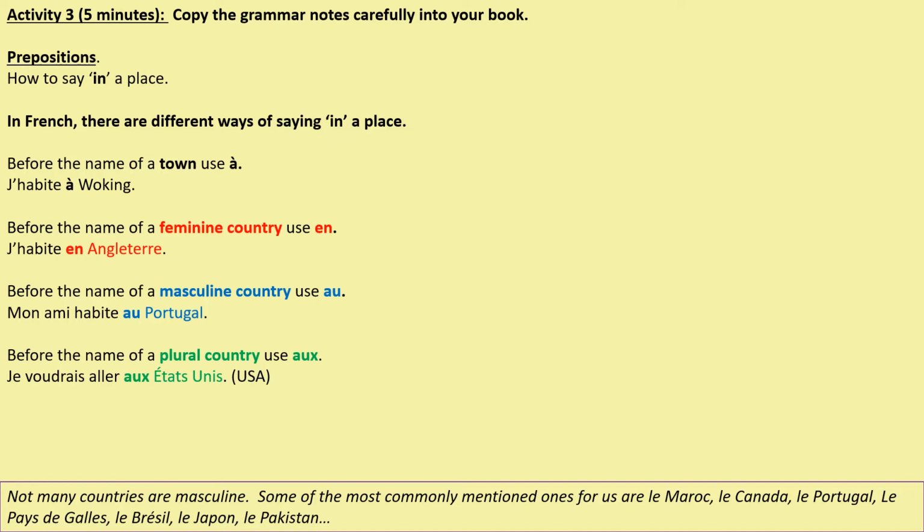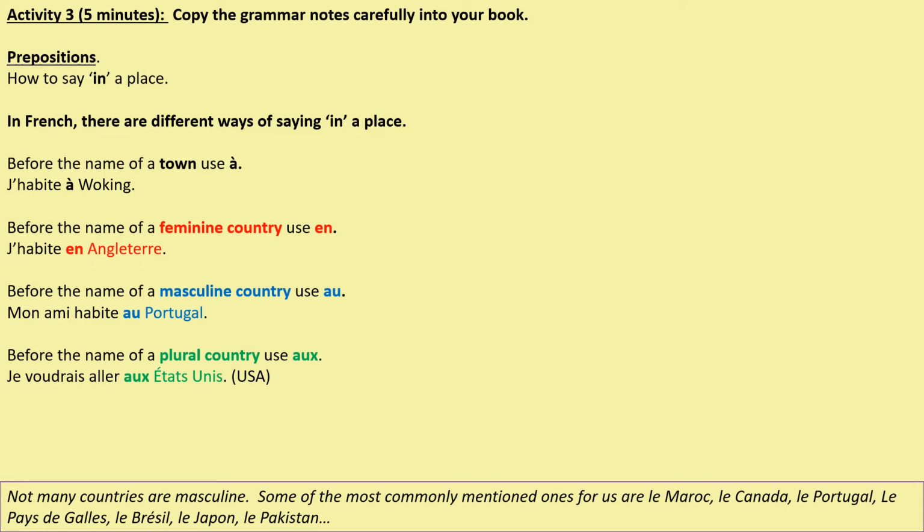J'habite à Woking. Before the name of a feminine country, like l'Angleterre, la France, use en. J'habite en Angleterre. Before the name of a masculine country, use au. Mon ami habite au Portugal. Before the name of a plural country, use au. Je voudrais aller aux États-Unis.